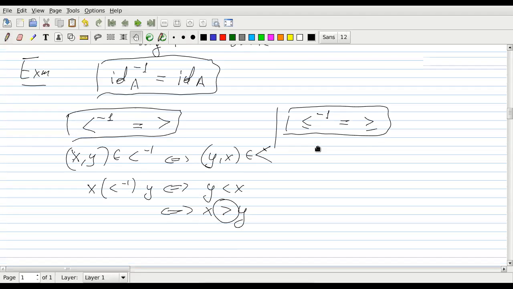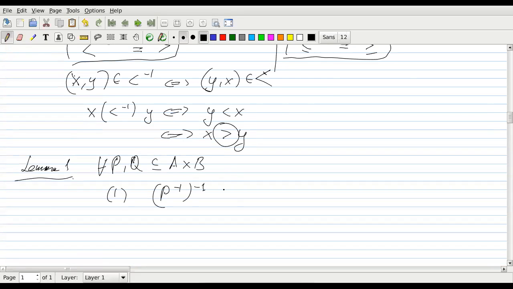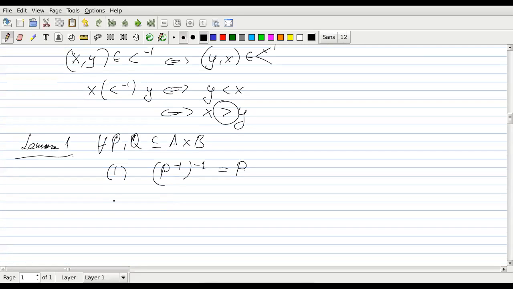Yes. And now let's prove some general properties. Lemma 1. For every P and Q, which are some binary relations, the following is applicable. First, the converse of the converse equals the original relation.